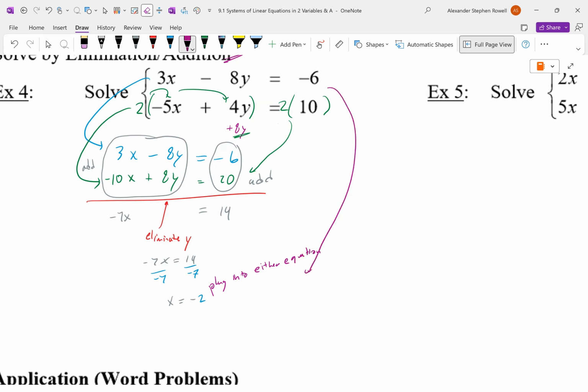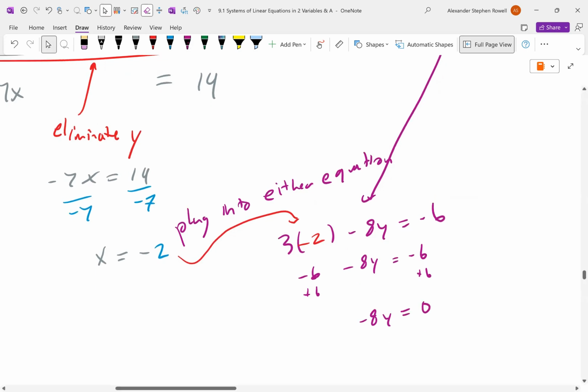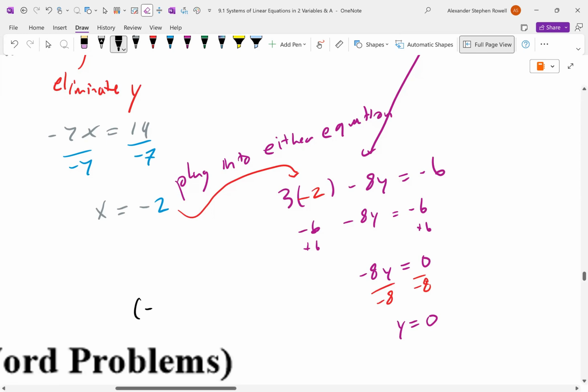So I heard 3x. 3x minus 8y is equal to negative 6. Let's go ahead and plug the negative 2 in here. The answer: negative 6 minus 8y is equal to negative 6. We'll add 6 to both sides. Negative 8y is equal to 0. Divide by negative 8, and we get y is equal to what? So our solution is negative 2, 0.